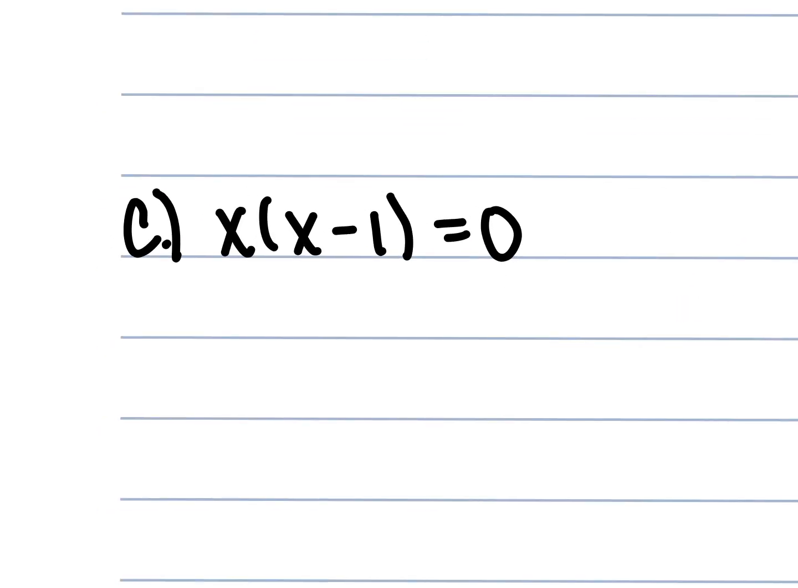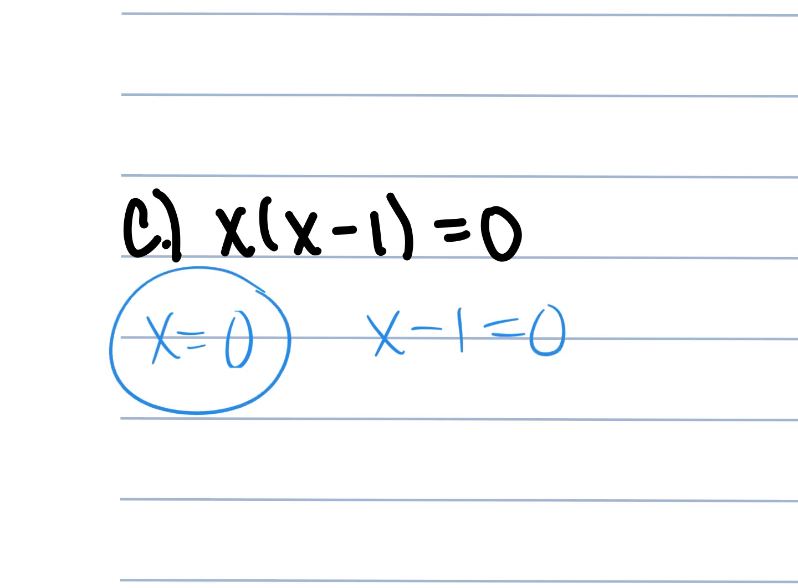What would I do in C? x equals 0 and x minus 1 equals 0. Guys, do I have to solve the first one? No, it's already solved for us, so just circle it. How do I solve the second one? Add 1 to both sides, so x is equal to 1. That's it. And each of these solutions, what's another name for them? Roots. Okay, you have to get very comfortable with that word. All right? Let's try D.